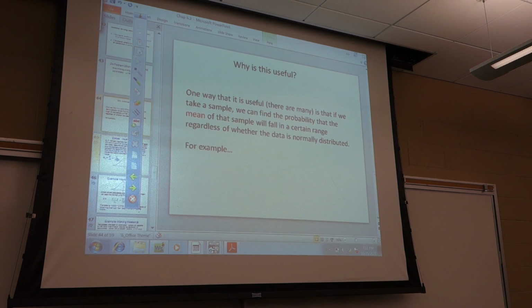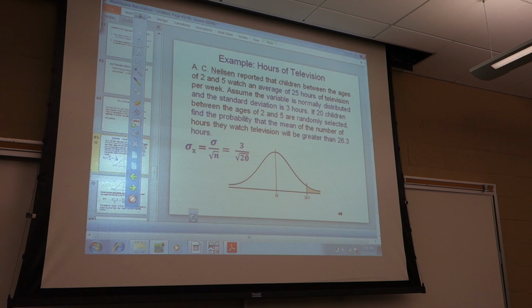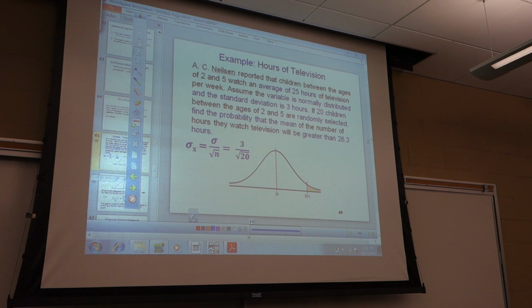Okay, so here are some examples. I have a couple to show you very quickly. First thing, A.C. Nielsen reported children between the ages of 2 and 5 watch an average of 25 hours. Average of 25 hours, that's my mu. Standard deviation is 3 hours. That is my sigma. If 20 children are selected, between the ages of 2 and 5, what does 2 and 5 mean? That's just your ages. That has nothing to do with your problem. You don't need it. It's just telling you what children are. So we're picking 20 children. That's my n.